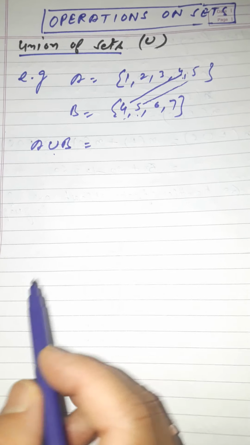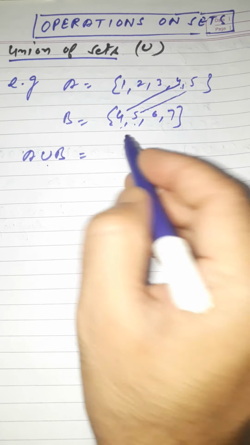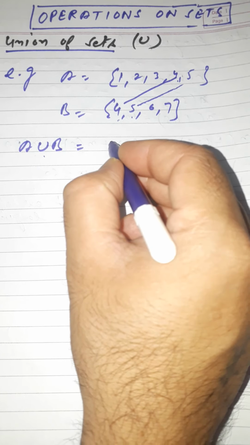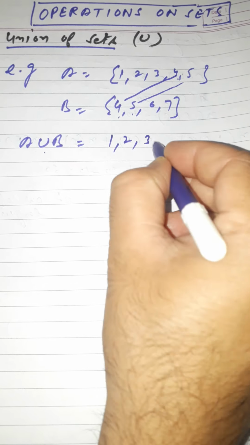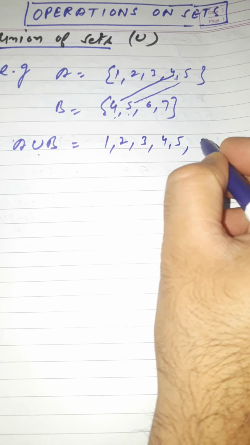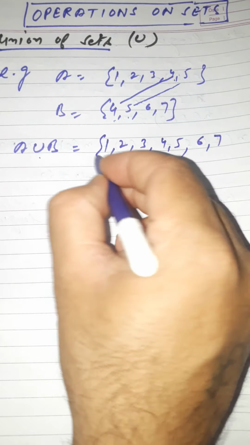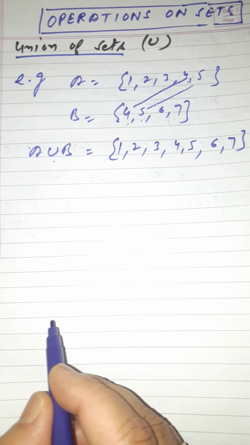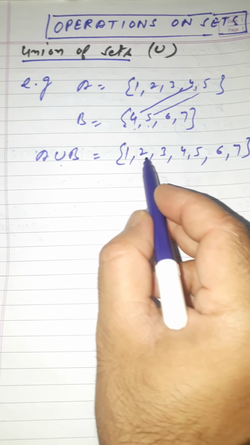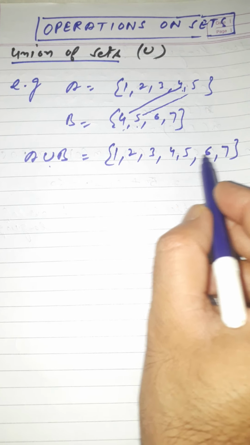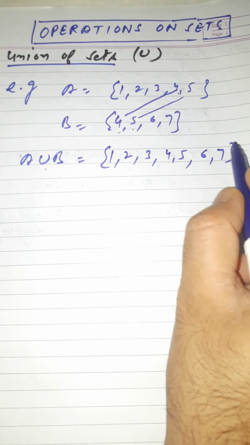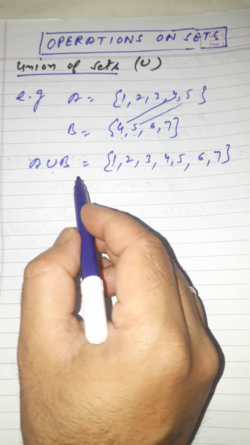So what to do, we will take 4 and 5 once only, and A union B will come as 1 2 3 4 5 and 6 7, and we will write them inside the braces. This is the set {1, 2, 3, 4, 5, 6, 7}, that will come, students, that is A union B.